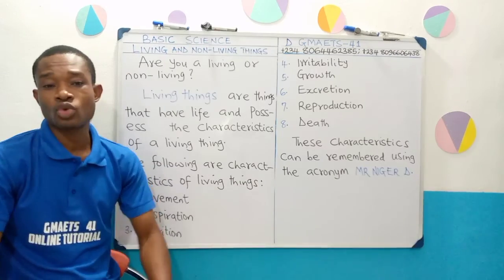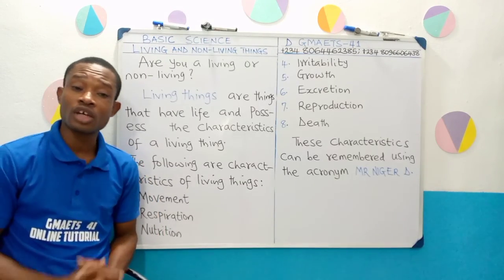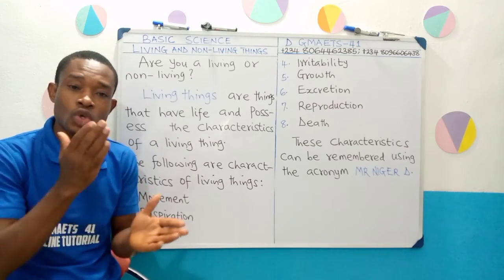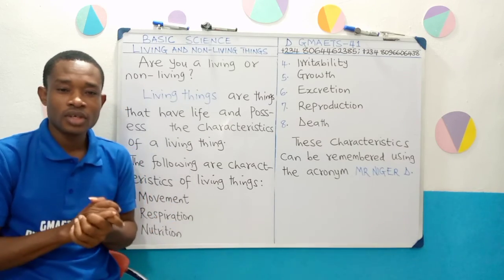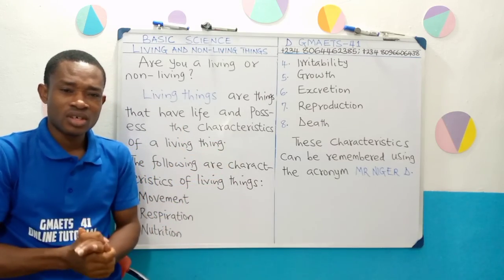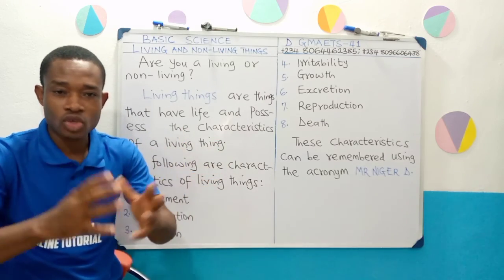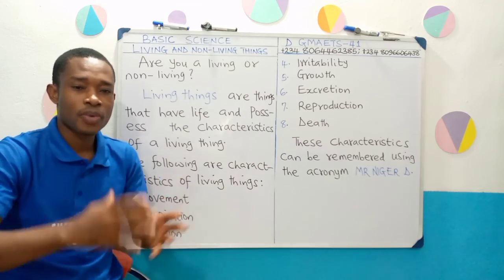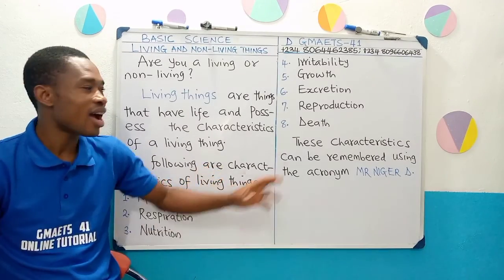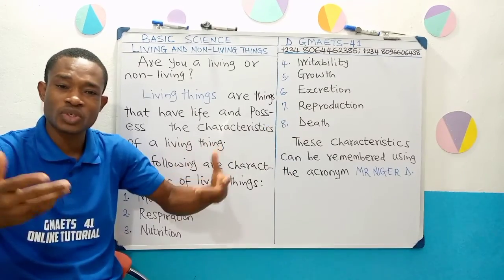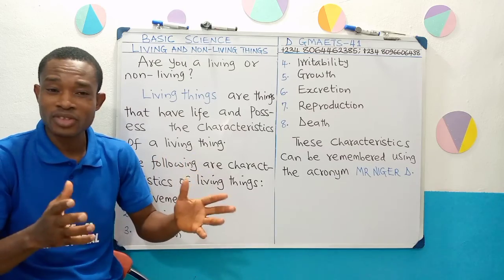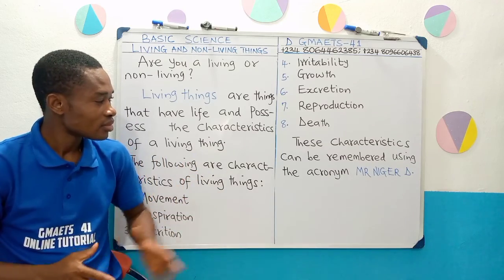Reproduction is another characteristic of living things. Reproduction simply means giving birth to young ones. Did you just come to this world all by yourself? No. Your mother gave birth to you. That is reproduction, giving birth to young ones. So living things are expected to reproduce. They can give birth to young ones.